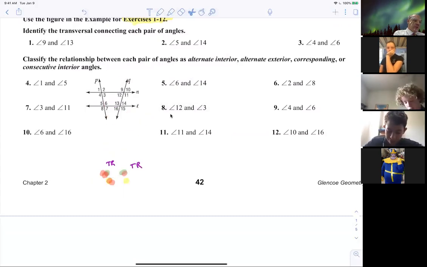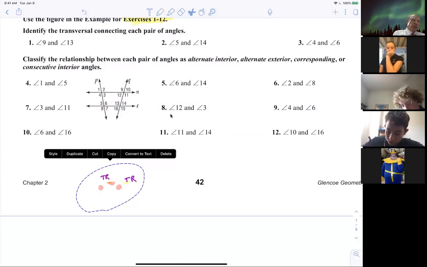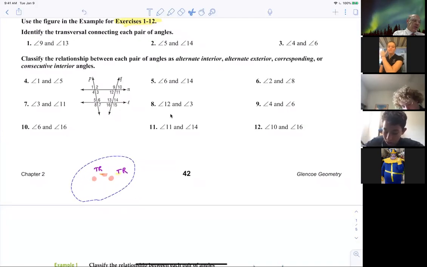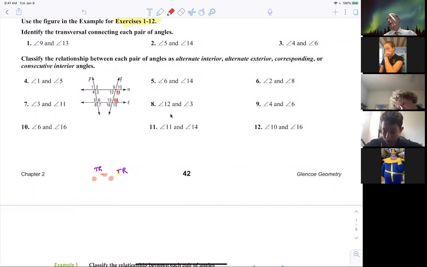All right, so here we go. I don't remember where I'm at now, guys. Someone's going 11. 11 and 14. So those are just what? Everybody agree? Consecutive interior. And then 10 and 16. Yeah, alternate exterior. All right, alternate exterior. And again, guys, speak up, please. If you don't see something, it's all right. Yes, ma'am. Or yes, sir. I have no idea what you said.